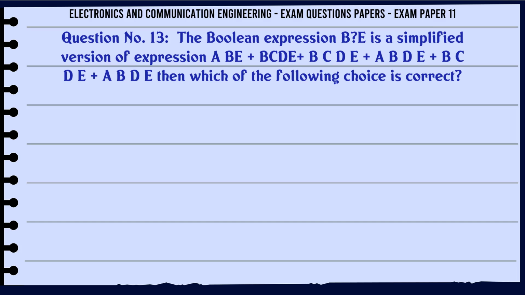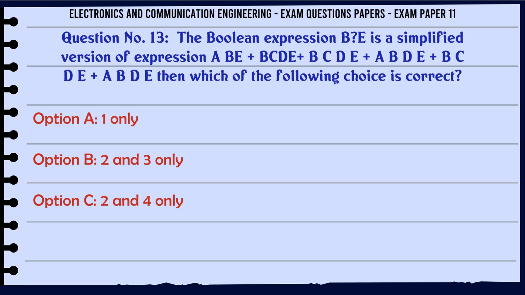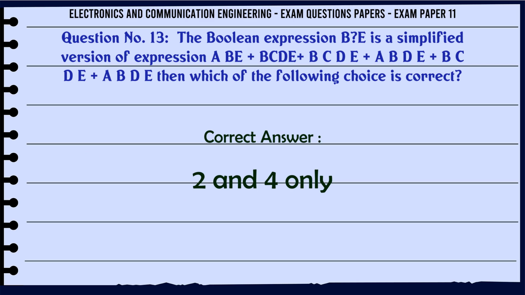The Boolean expression BE is a simplified version of the given expression. Then which of the following choices is correct? A 1 only, B 2 and 3 only, C 2 and 4 only, D data insufficient. The correct answer is 2 and 4 only.